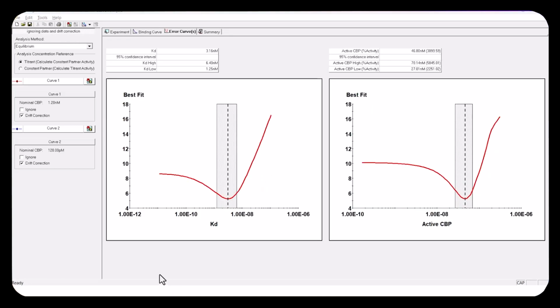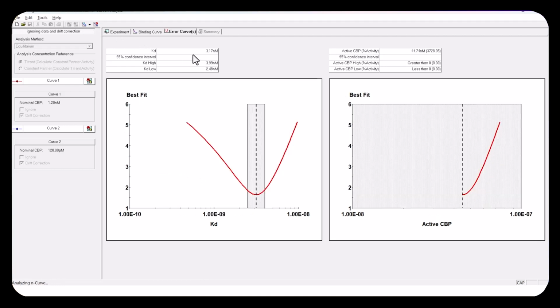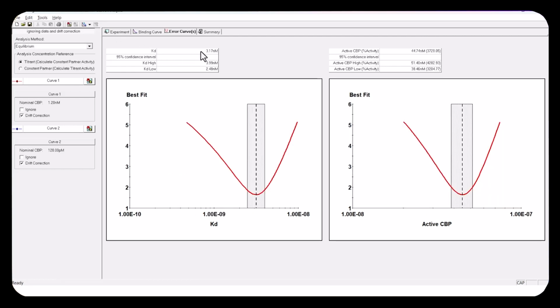before we do. Before I click analyze, I'm going to come back here to the error curves. And here I see it's 3.16 nanomolar, 1.2 to 6.4, and 46 nanomolar, 27 to 70. And now I'm going to click analyze with the drift correction turned on and look at how these change. And so this has not changed at all. It's changed by 0.01 nanomolar, but the confidence interval has narrowed up.